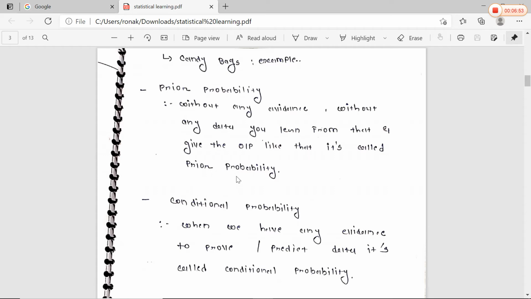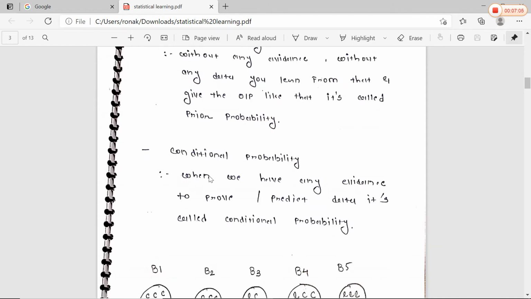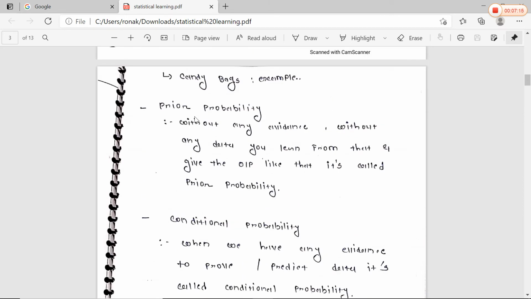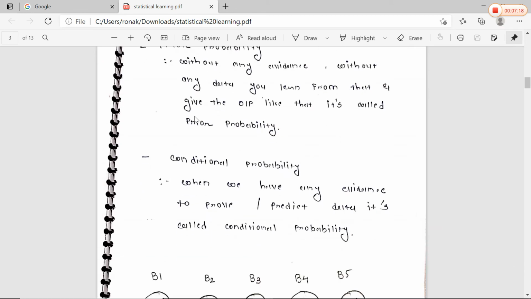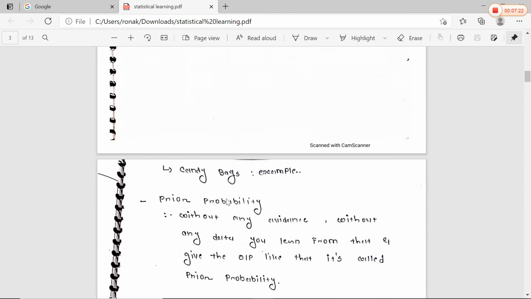In prior probability, you have no evidence and no data; you have to assume and identify something. That is prior probability. And conditional probability means when we have any evidence or any proof, we predict from our data or from our knowledge. This is conditional probability. Prior probability we can also call unconditional probability. So let's discuss the candy bags example.